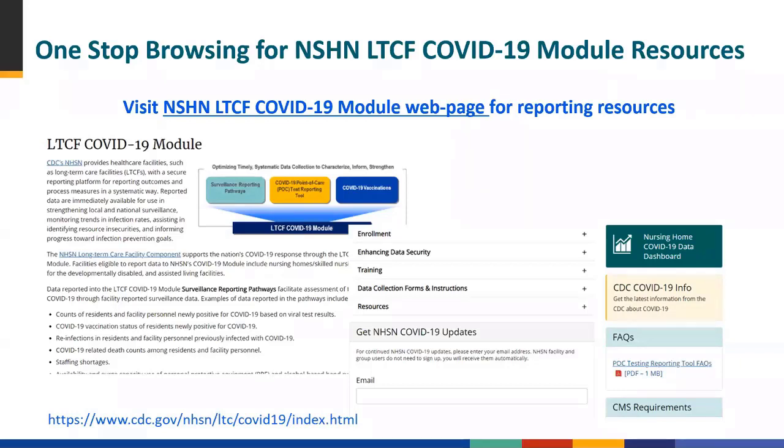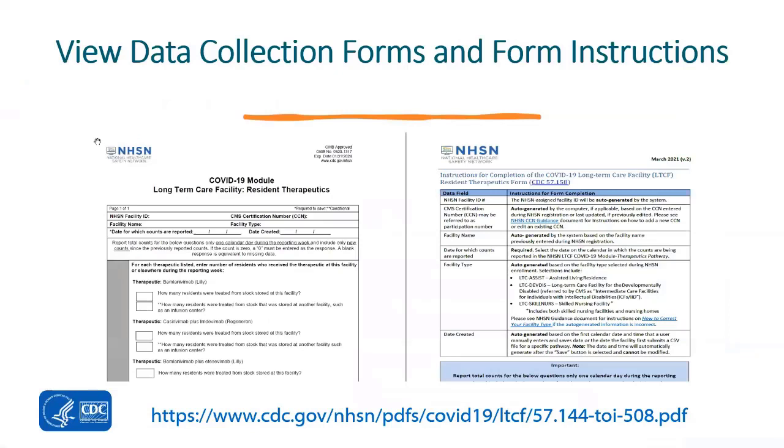And the most updated data collection forms and form instructions can be found here as well. I highly recommend reviewing the table of instructions for each pathway and using that document as you are reporting. This will help guide you with the reporting process and help you to understand how to report in each pathway. So here is the Therapeutics Form and the Therapeutics table of instructions, and this can be found on the webpage.